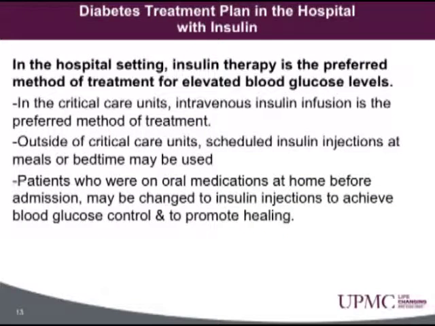So, our diabetes treatment plan in the hospital with insulin. In the hospital setting, insulin therapy is the preferred method of treatment for elevated blood sugar levels. In the critical care units, we use intravenous insulin infusion as the preferred method of treatment. Outside the critical care units, there could be scheduled insulin injections at meals or at bedtime. Just keep in mind that even if you were on oral medications at home before you came into the hospital, this could be changed, and you could be switched over to insulin injections in order to achieve blood sugar control and to promote healing.